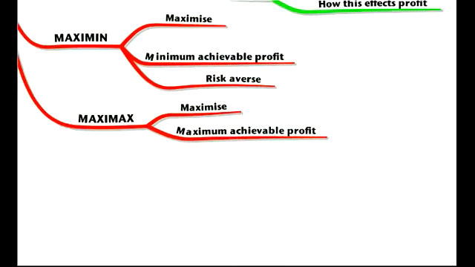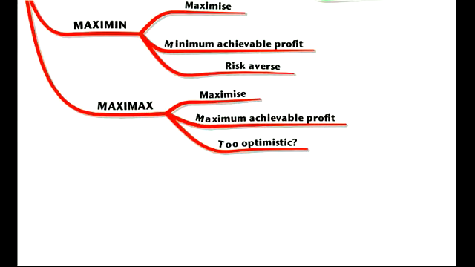The maxi-max says, let's maximize our maximum achievable profit. So this is really looking at a best case scenario. It's taking the best case scenario and saying, we'll look at that one because it has the maximum achievable profit. But again, maybe that's too optimistic.